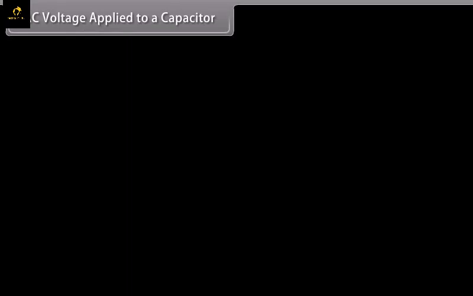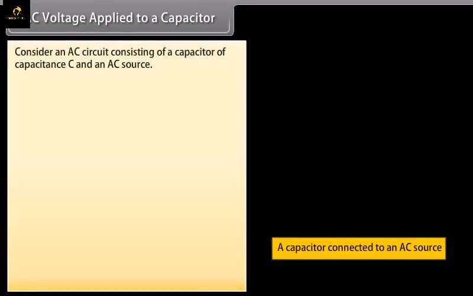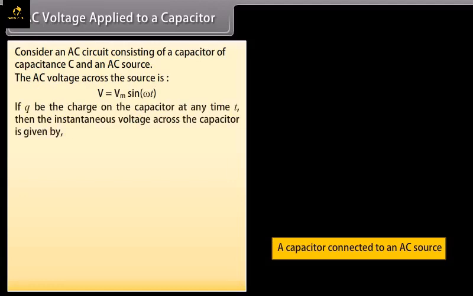AC voltage applied to a capacitor. Consider an AC circuit consisting of a capacitor of capacitance C and an AC source. The AC voltage across the source is V equal to Vm sin omega t. If Q be the charge on the capacitor at any time t, then the instantaneous voltage across the capacitor is given by Vc equal to Q divided by C.